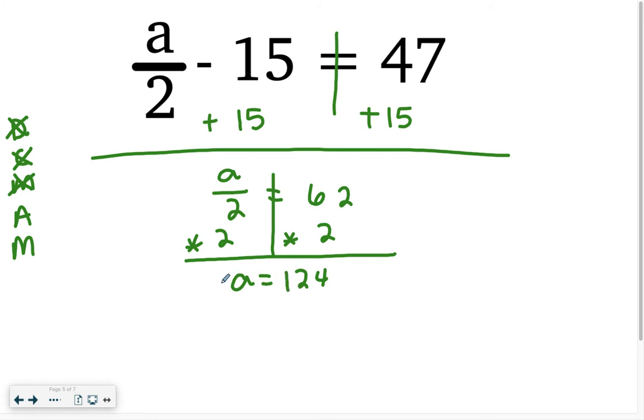124 as an answer. So then you can test it. Is 124 divided by 2 that is 62. 62 minus 15 is 47. So I know that I am good to go.